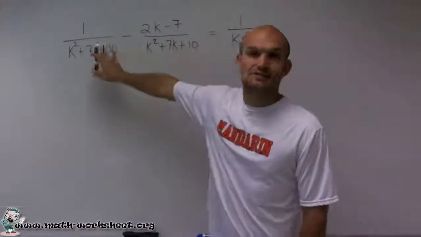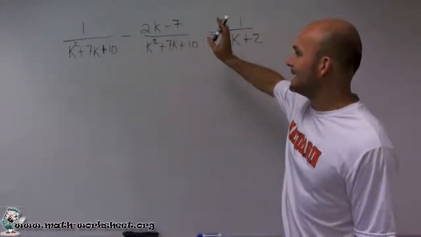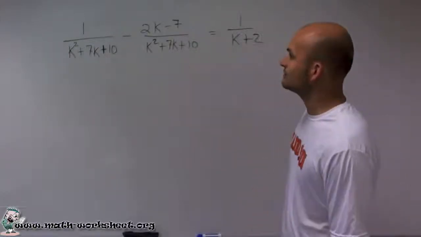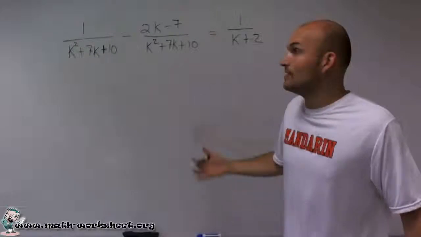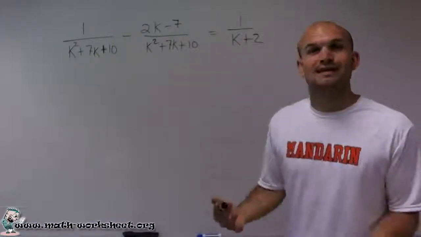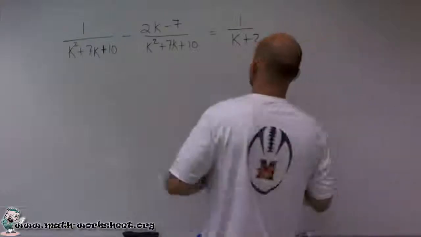However, we notice that these two are the same, right? And then I need to say, well, does k plus 2 divide into k squared plus 7k plus 10? Therefore, I wouldn't have to multiply those. So let's take a look. I'm going to use synthetic division to prove that it does work.